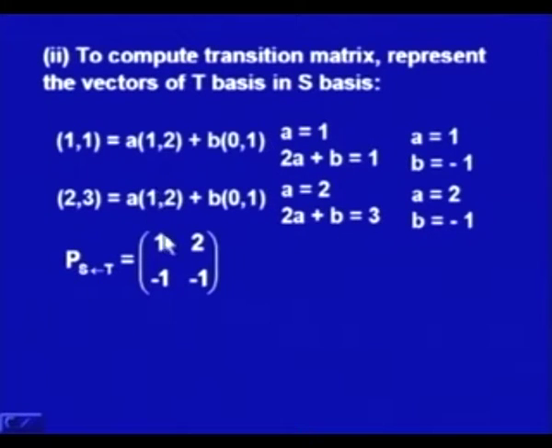Solving this, we write down the transition matrix. The first vector is written as the first column of this transition matrix. This is W1, and this is the second vector corresponding to (2, 3). So, this is the transition matrix.